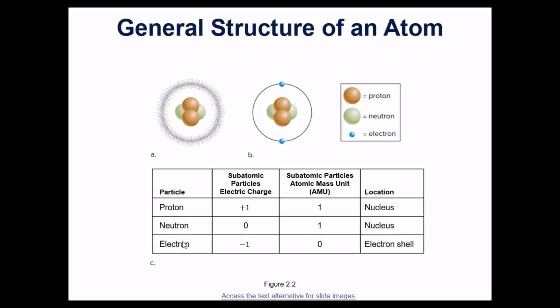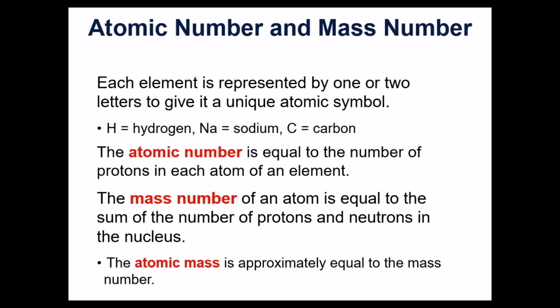The electron is a little different. Electrons have a negative charge. There's no real measurable mass associated with electrons, and so they've just given a mass unit of 0, and they're located outside of the nucleus in what's called the electron shell. And we'll talk more about that as we go through the chapter.